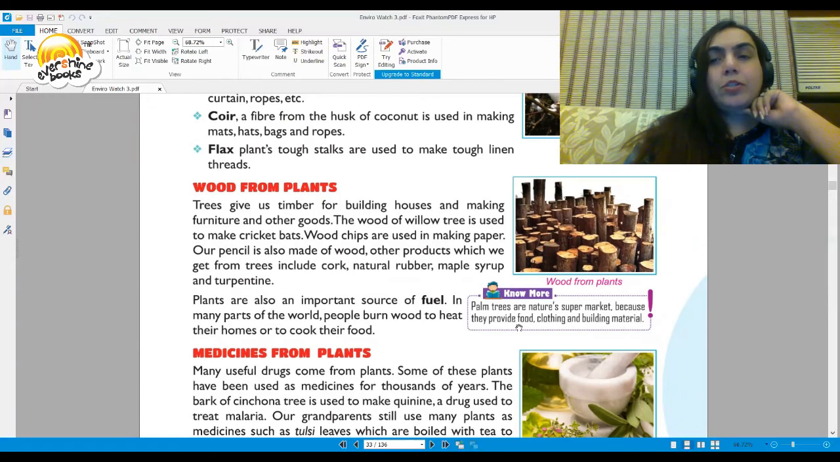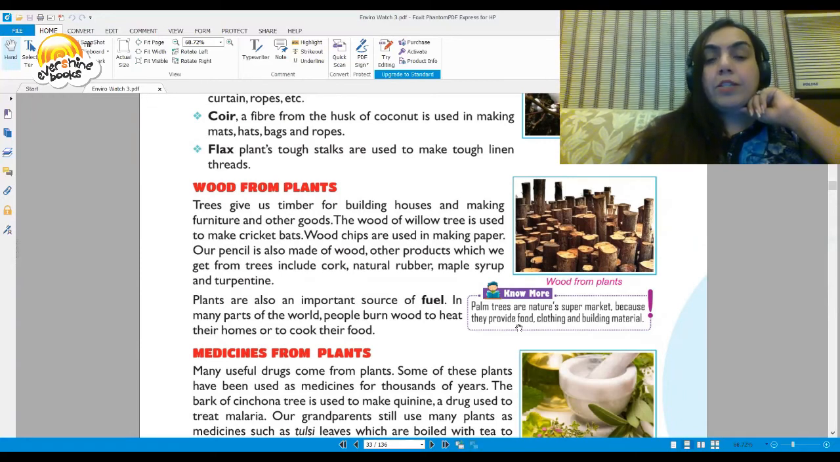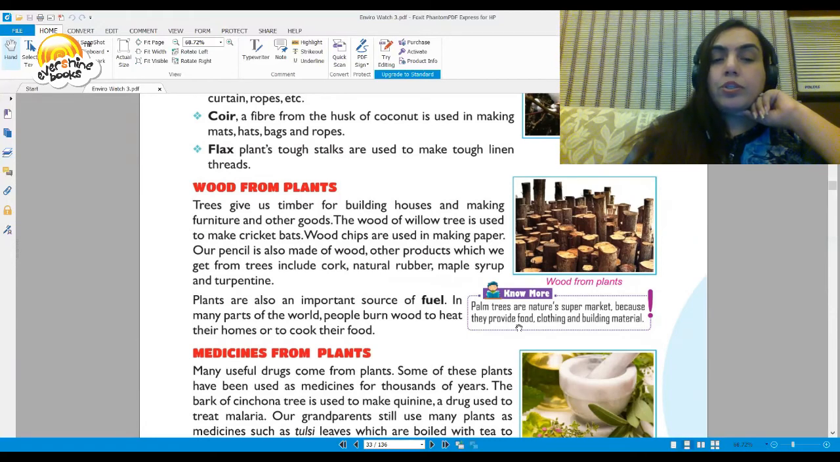Plants are an important source of fuel. In many parts of the world, people burn wood to heat their homes or cook their food.